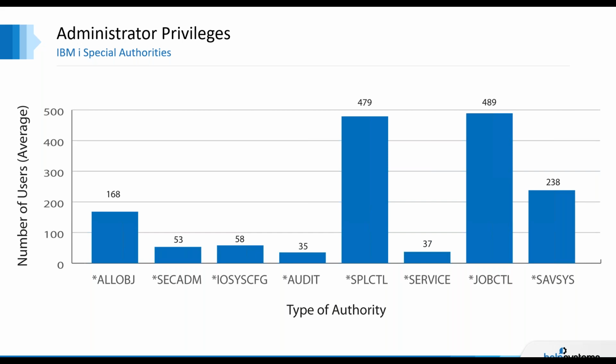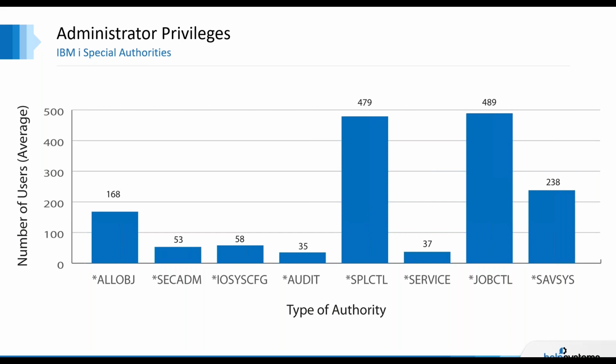Now, job control, for example, allows a user potentially to bring the system down into a restricted state. Save sys, on the far right, is a permission that allows a user to save any object on the machine, which arguably sounds pretty innocent, especially if you're an operator type person. But first of all, I would offer it's unlikely you have over 200 operators.